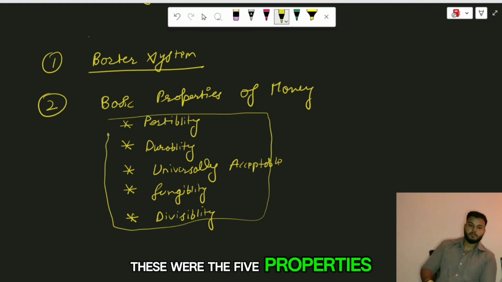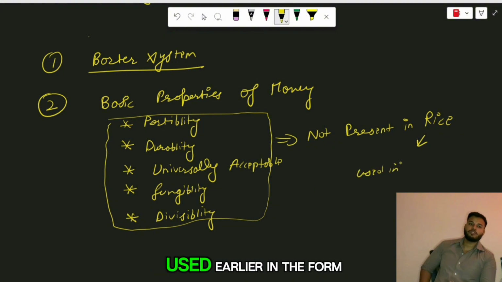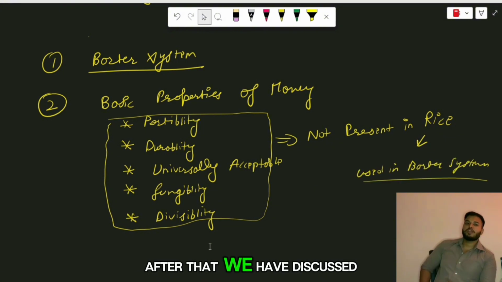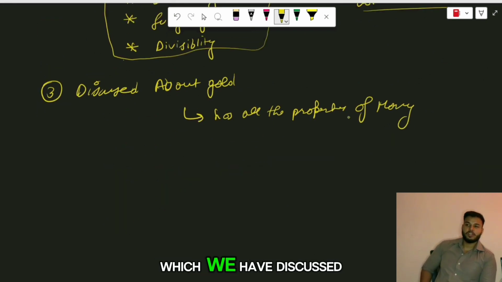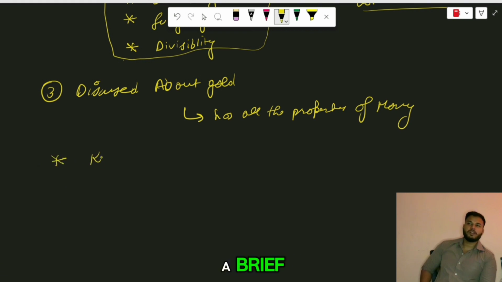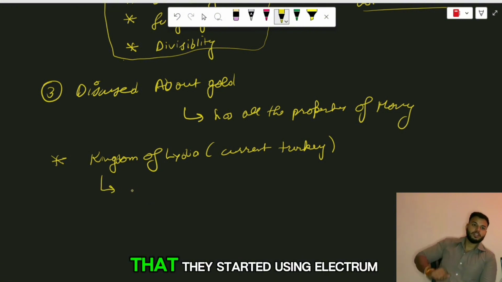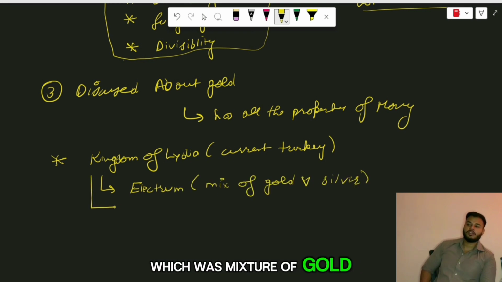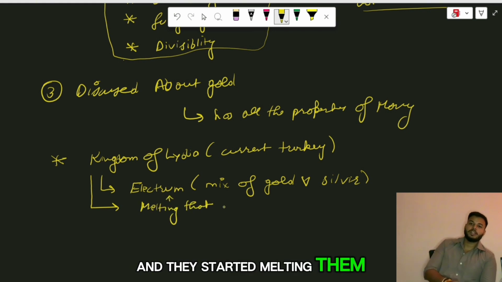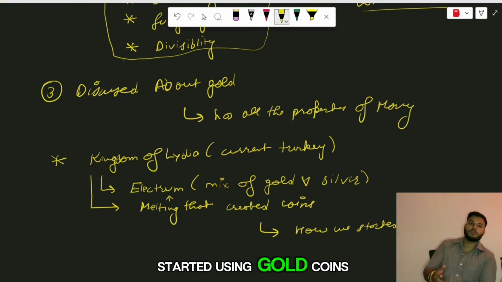These were the five properties that money should ideally have, which were not present in rice, which was used earlier in the barter system. After that, we discussed gold, which has all the properties of money. I talked about the kingdom of Lydia in Turkey. The people of Lydia started using electrum, a mixture of gold and silver, melted it and created coins, and that was the start of how we began using gold coins.